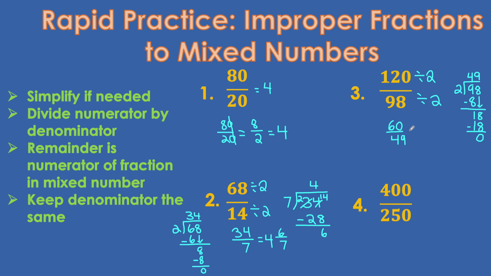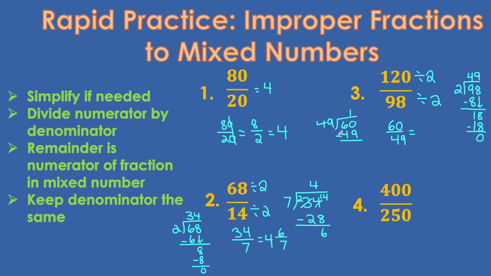Now we can see it's much more simple to find a mixed number. We are going to divide the numerator by the denominator. Let's do it over here. 60 on the inside, 49 on the outside. 49 goes into 60 one time. 1 times 49 is 49. Put a subtraction sign and subtract.